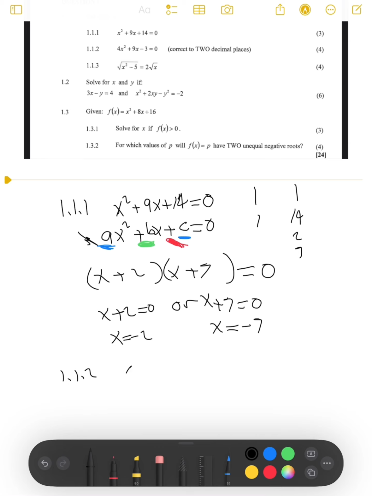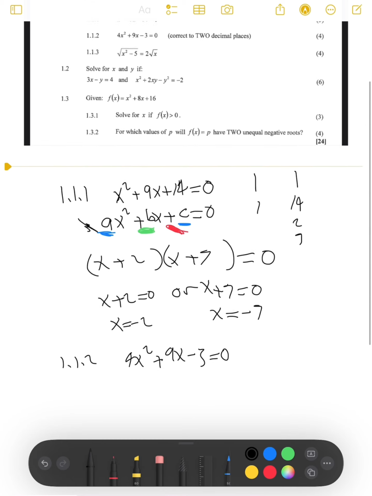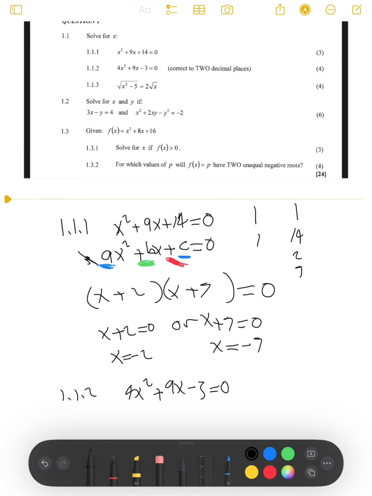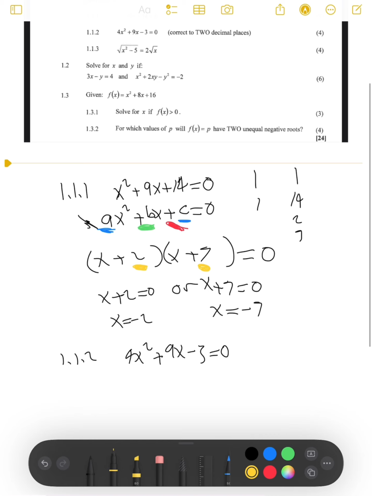1.1.2, we are given 4x squared plus 9x minus 3 equals 0, correct to 2 decimal places. So already from the question they are hinting that in this type of question we don't have perfect roots or perfect factors. Here we had 2 and 7, which were perfect factors, but in this case we don't have them, or mainly perfect roots. Yes, we don't have perfect roots. That is the right term.